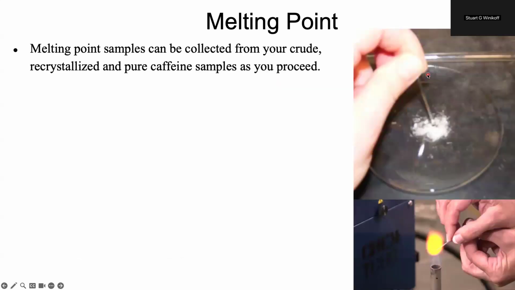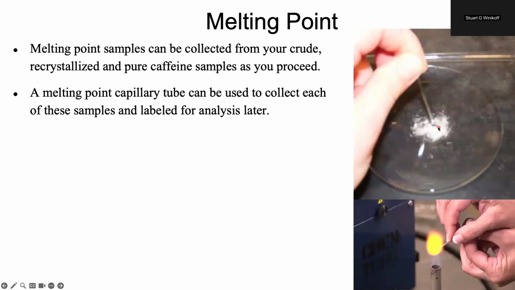So what we're going to be doing is taking our crude sample, our crystallized sample, and our pure caffeine sample. We're going to collect that sample into a melting point capillary tube. What I would highly encourage is, as you generate each of these products, quickly collect that melting point, save it in your drawer, and label it lightly. Again, if you use tape to label these, attach that tape very lightly, as the tubes have been known to break when trying to remove the tape later.